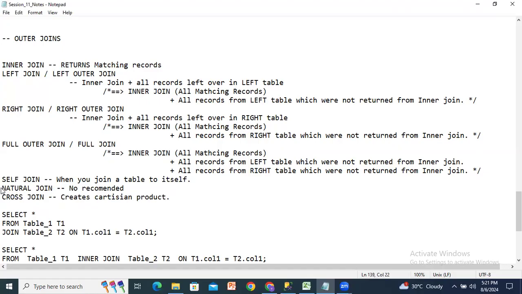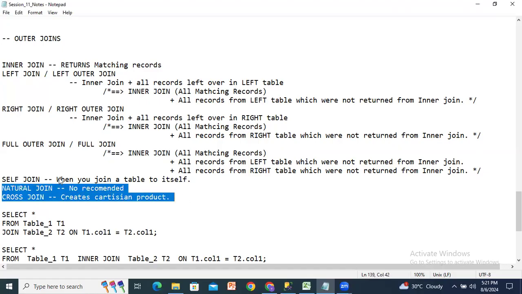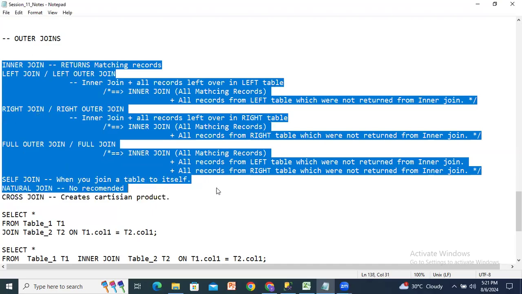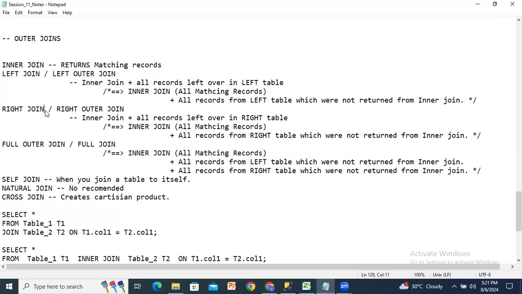But these two, natural join and cross join, are not recommended. In real-time scenarios we mostly use self join, inner join, left join, right join, full join. But mostly, commonly, we will use left join in real-time scenarios.